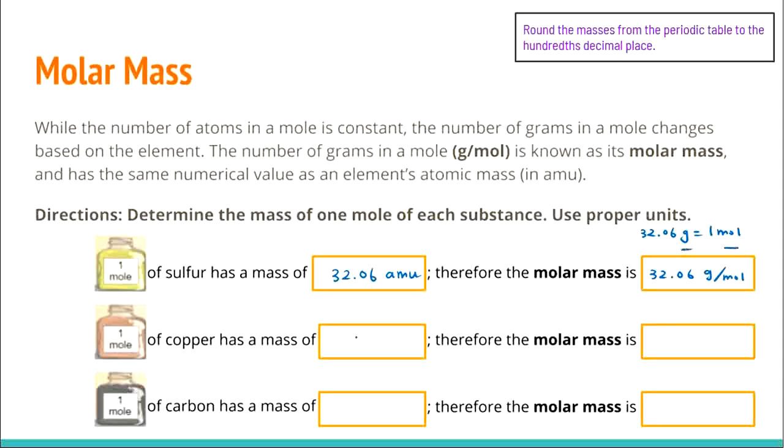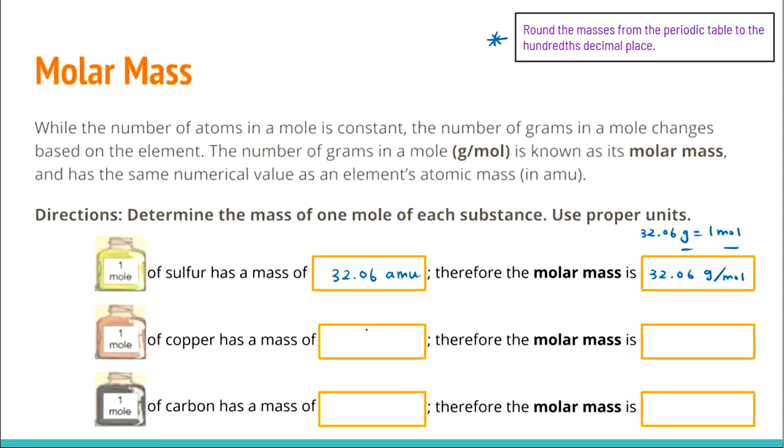Now sometimes the masses on your periodic table will have 5, 6, 7 numbers. So that we are consistent, we're going to round the masses from the periodic table to the 100th decimal place, so the second place after the decimal. Okay, so 1 mole of copper, according to our periodic table, is 63.546.